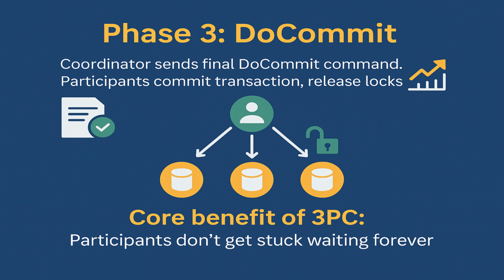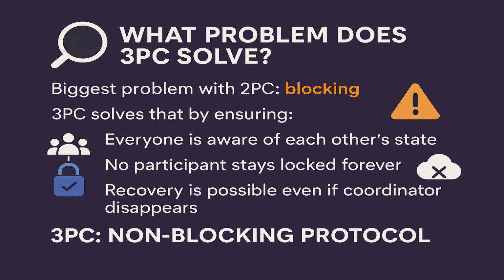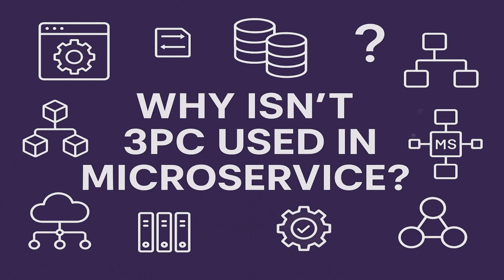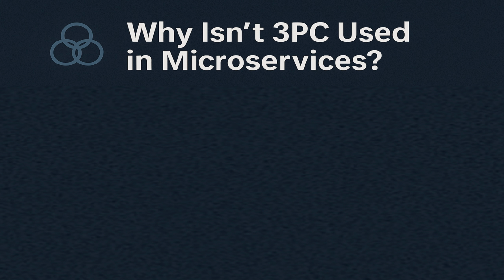So that is the core benefit of three-phase commit. Now participants don't get stuck waiting forever. They can proceed or roll back based on the state they last saw. This makes three-phase commit a non-blocking protocol, at least in theory. Now here is a good question. If it solves the major issue of two-phase commit, then why isn't three-phase commit used in microservices?